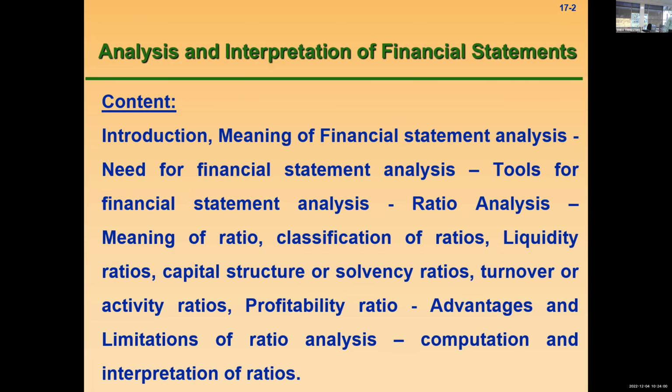What is a ratio? Meaning of ratio, definition of ratio, then classification of ratios, accounting ratios. Such classifications include liquidity ratios, capital structure or solvency ratios, turnover or activity ratios, profitability ratios, and then advantages and disadvantages of all these ratios. Then we have to actually compute such ratios, and we should know how to interpret the answers. So these are all the contents we have to learn in this chapter called analysis and interpretation of financial statements.